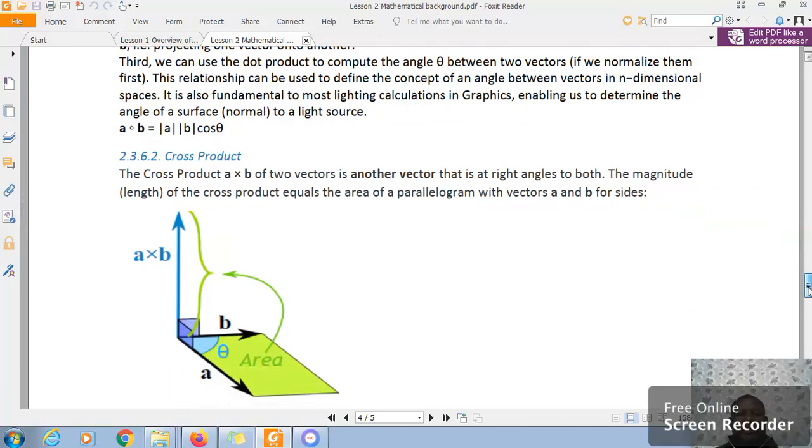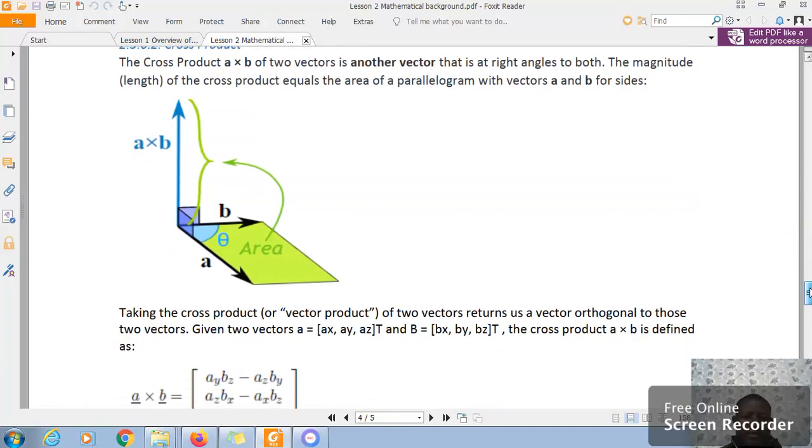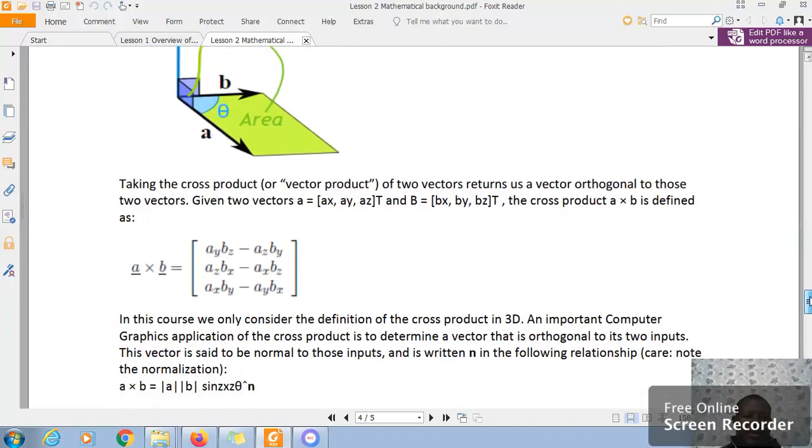The cross product, however, is not so obvious. The cross product of 2 vectors is another vector that is at right angles to both of them. In other words, it is a vector, as shown in this diagram, that is orthogonal or perpendicular to each of those vectors. If you take the cross product or vector product of 2 vectors, what you get is basically a vector that is orthogonal to both of them. And the cross product is defined as follows. If we have 2 vectors A and B, it is defined as you can see here.